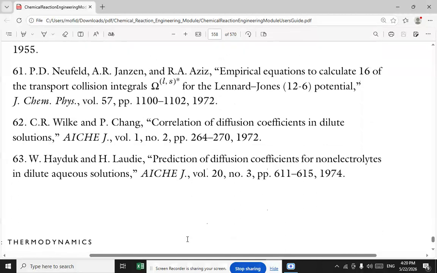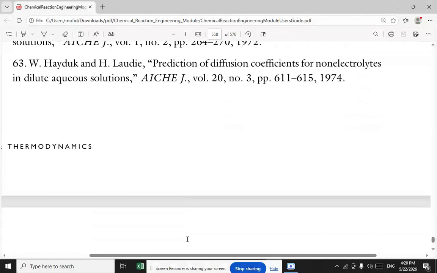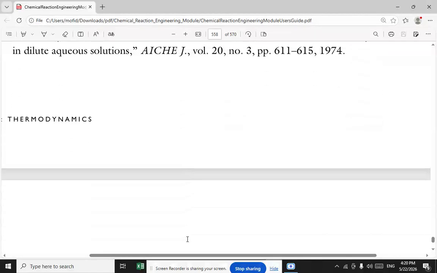The next one was written by Neufeld, and the name is empirical equations to calculate 16 of the transport collision integrals Omega to the power of (l,s) star. The next one was written by Wilke and Chang, and the name is correlation of diffusion coefficients in dilute solutions. The next one was written by Hayduk, and the name is prediction of diffusion coefficient for non-electrolytes in dilute aqueous solutions.